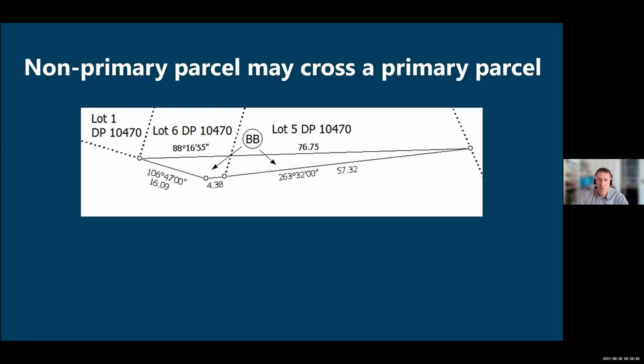One key change we've made to the rules is to allow a non-primary parcel to cross a primary parcel boundary, but not an estate boundary. If there are multiple parcels in the one title, you now only need to create a single easement parcel. That is illustrated by easement BB crossing lots 5 and 6 DP 10470. So this fundamental change should deliver time savings, particularly where creating easements for large infrastructure projects.